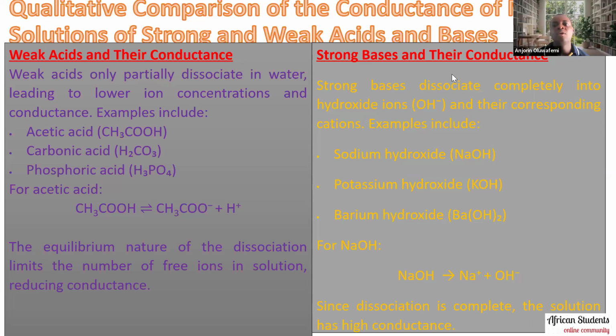dissociate. Okay. Now, looking at bases on the other end, and we are looking at strong bases and their conductance now. Strong bases dissociate completely into hydroxide ion and their corresponding cation. Examples include sodium hydroxide, potassium hydroxide, barium hydroxide, and so on. Now, for sodium hydroxide, you have a dissociation into sodium ion and then hydroxide ion. Since the dissociation is complete, the solution has high conductance.